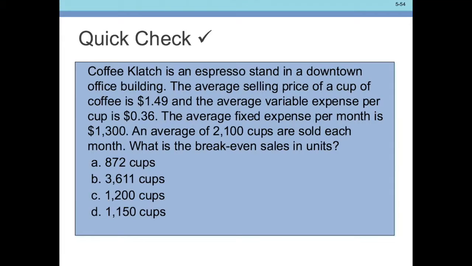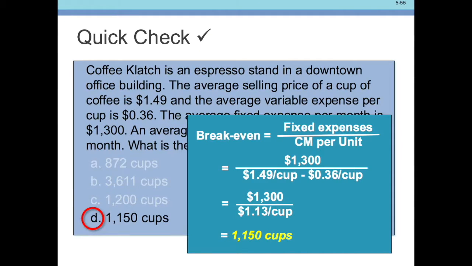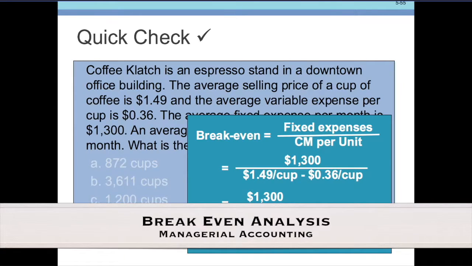The second question is, what is break-even in sales units? That's pretty straightforward. Fixed expenses divided by contribution margin per unit. 1,300 divided by $1.13 a cup is 1,150 cups. Again, that's not a very high number if you're selling 2,100 on average. So this is doing pretty well. The coffee company seems to be doing a little bit better than the bicycle company. But these are pretty easy numbers for you to calculate.